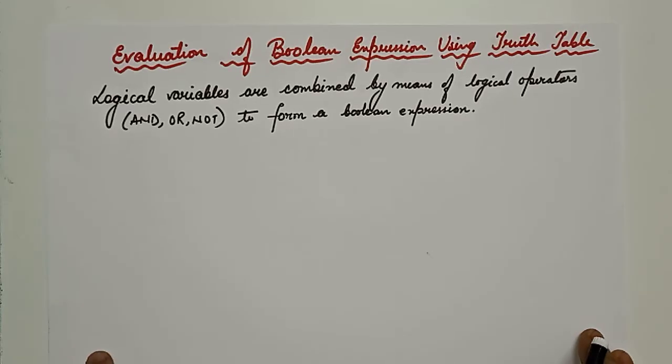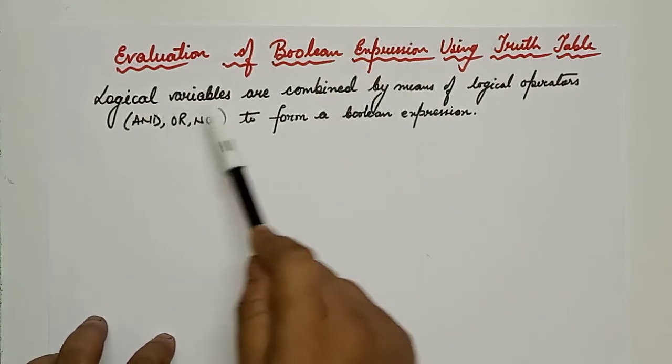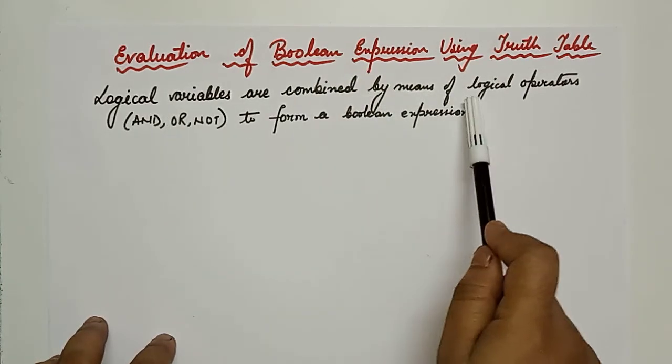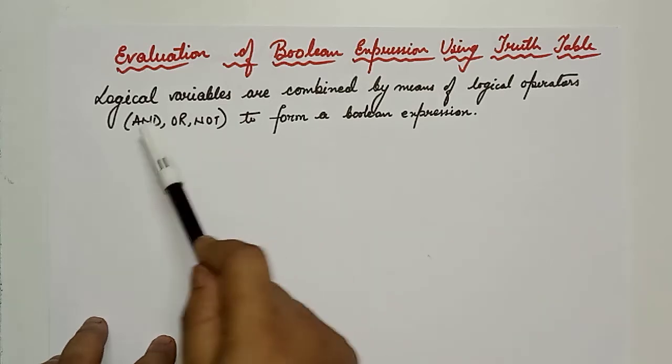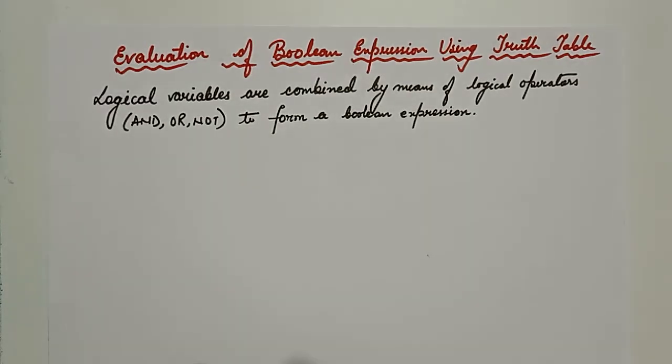Now let's see evaluation of the Boolean expression using truth table. Before we move on to the evaluation of the Boolean expression, we should know what we mean by the Boolean expression. Logical variables are combined by means of the logical operators AND, OR, NOT to form a Boolean expression. Let me write a Boolean expression over here.